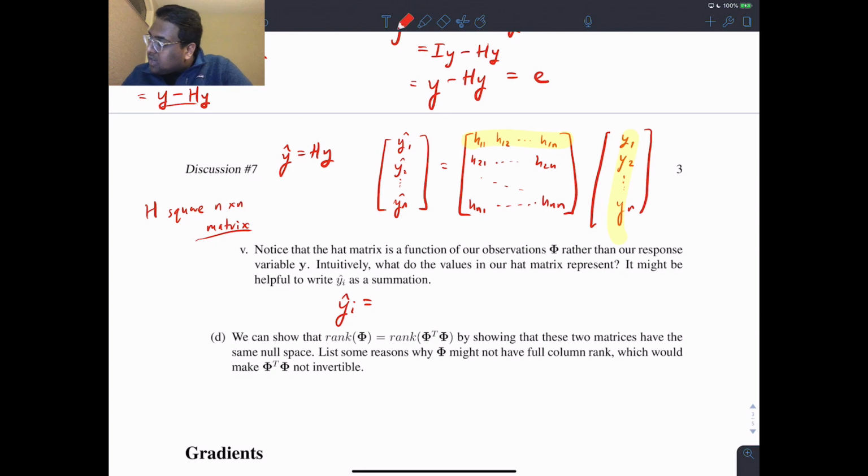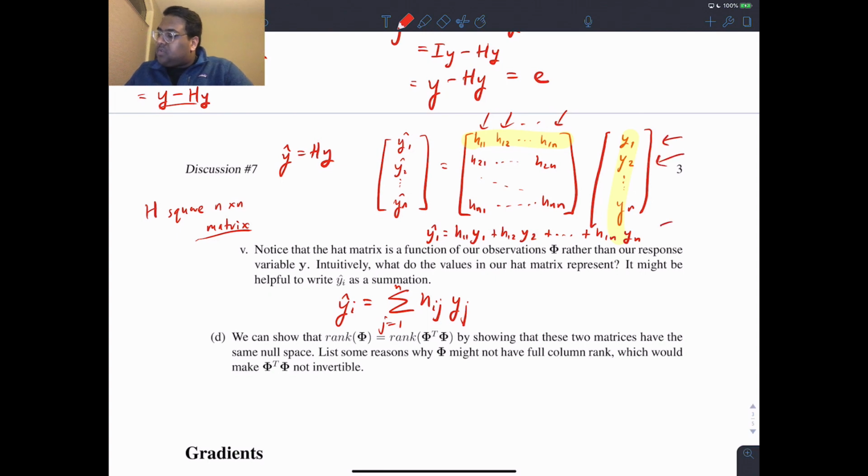I can actually write that out here. Y hat 1 would be H11 Y1 plus H12 Y2 plus dot, dot, dot through H1n Yn. Okay, so in general, I just replace the ones with i's. So this would be the sum, where j goes from 1 through n, of Hij Yj. Okay, j counts from the first column to the second column to the last column, and it also counts these. Oops. Okay, and so what was the point of doing this?